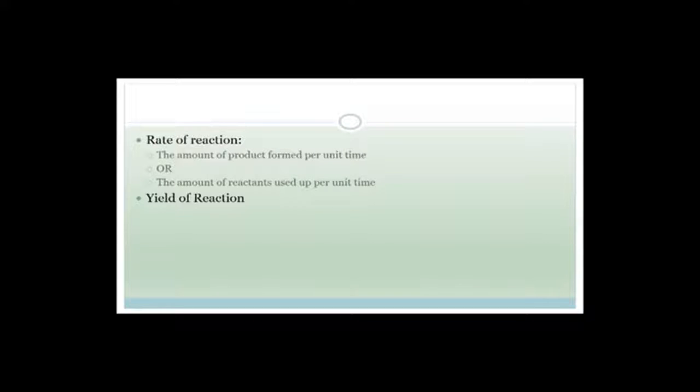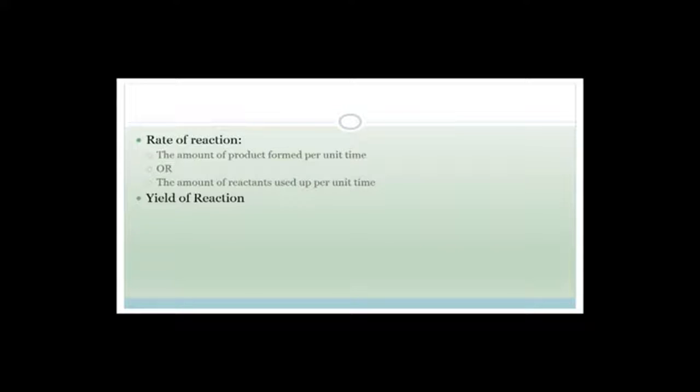We could look at, for example, how much gas is given off, or we could look at how much the volume of the container has gone down. But remember, it's per unit time. If you just say 50 mL of gas is formed, that's not the rate. That is how much is formed. We need to say how much per unit time.